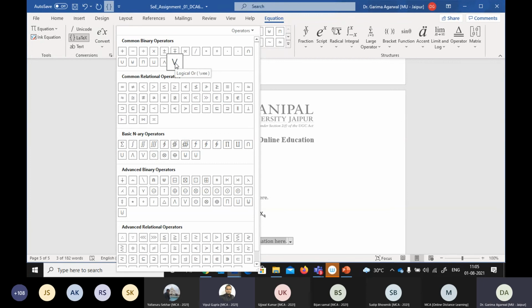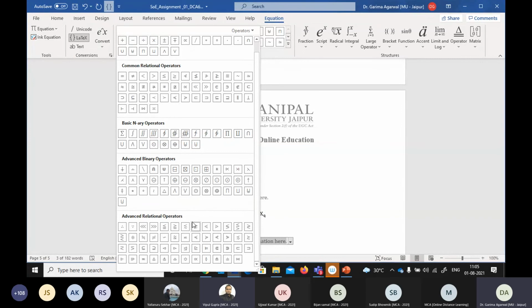This symbol is there. So we can use V, or we need to use this one? No, you need to actually use these symbols. These are the correct options. These two or these two, you can use any one.